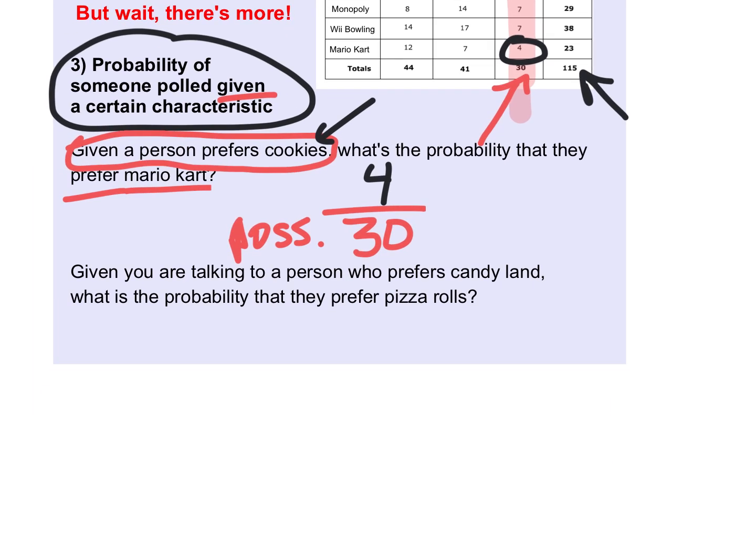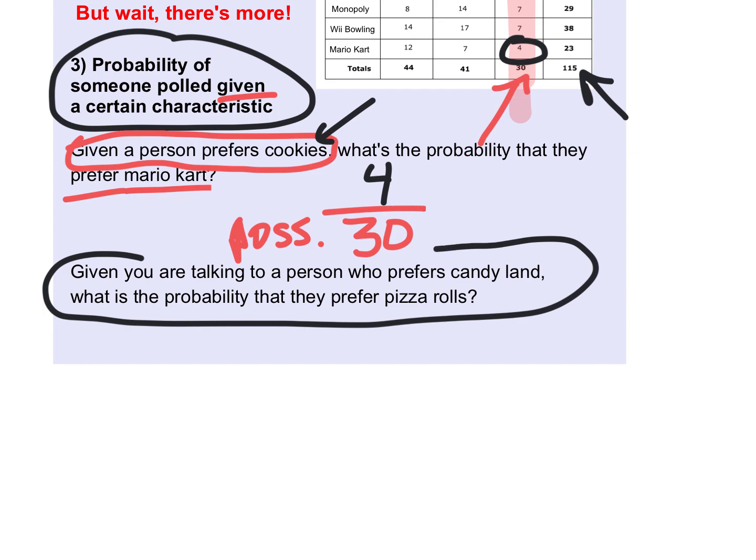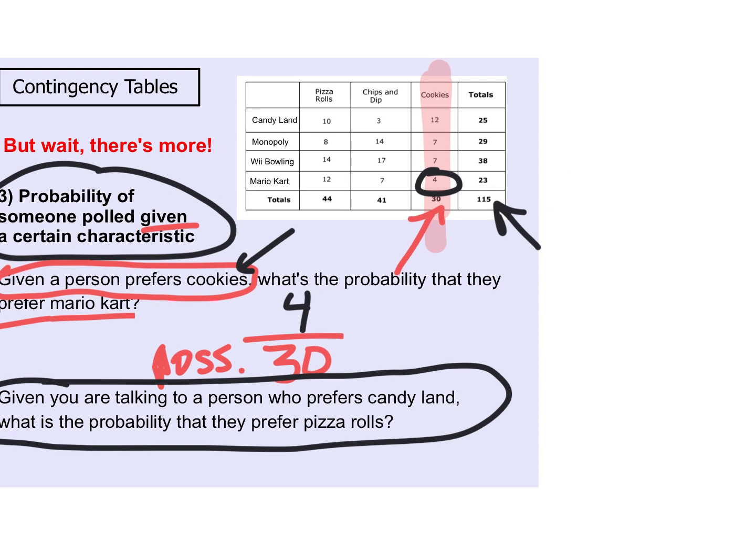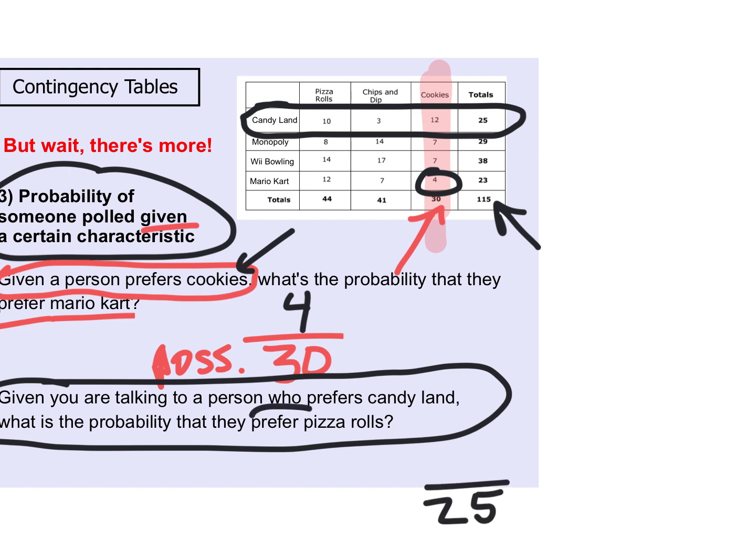Given you're talking to a person who prefers Candyland, what's the probability that they like pizza rolls? All right, given the Candyland, then given means I'm only going to talk to these people. That is a given. I'm only talking to those 25 people, so it's out of 25. Preferred pizza rolls, I'm only looking in this side of this circle. Pizza rolls, 10. If we thought, oh, I think the pizza rolls number is 44, 44 out of 25 wouldn't make any sense. So it was 10 out of 25.